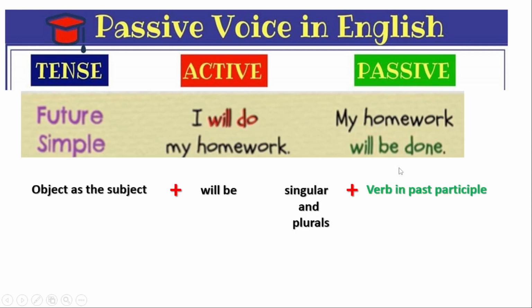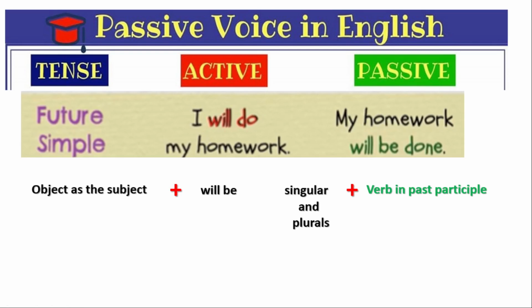How do I make the passive? Again, I bring my object as the subject, my homework. Then I'm going to use will be for singular and plurals. My homework will be done. I have to change the verb to past participle. This is for future simple.